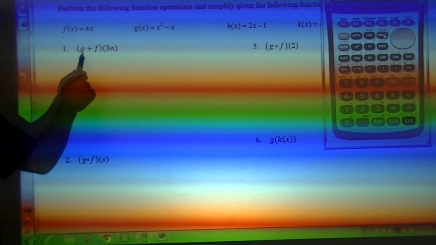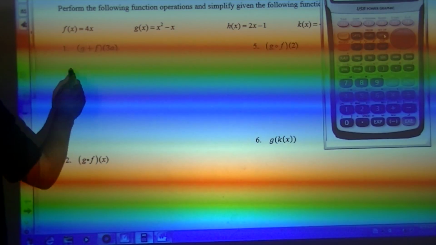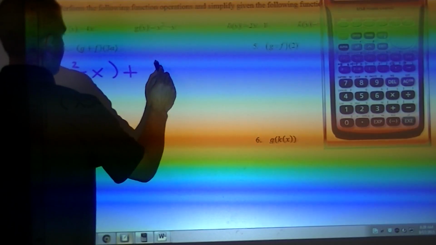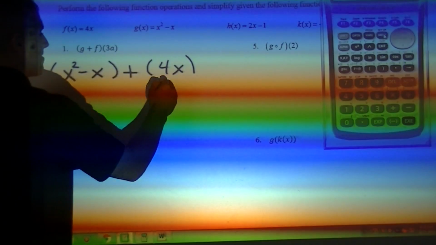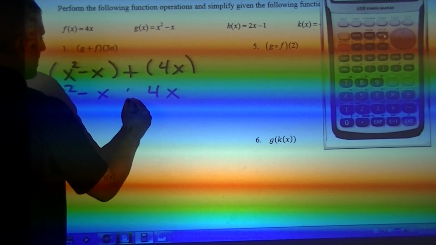Problem 1, G plus F of 3a. So here's what you want to do. You want to lay out your G function, which is x squared minus x, plus your F function, which is 4x. All plus means keep the same signs. So I'm going to rewrite everything and keep the same signs for this.